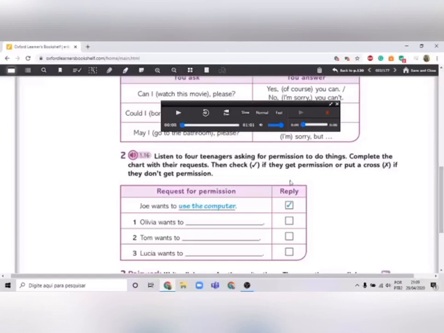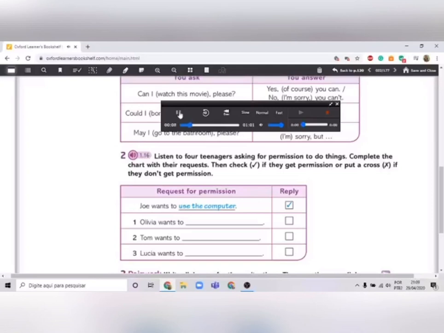So, like the model, we have to listen and understand what they are requesting for permission. And we have to put a check if it's okay and the next if it's not okay. So let's pay attention.